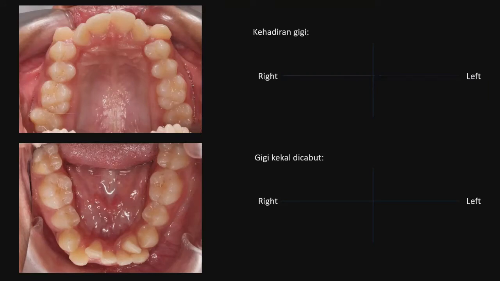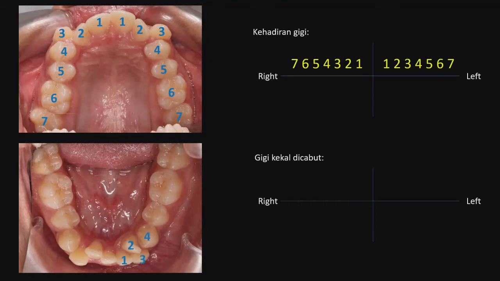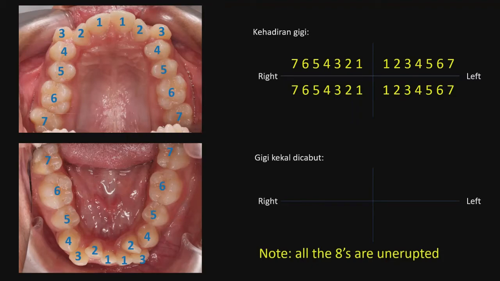Let's start by counting the teeth present. Quadrant 1: 1, 2, 3, 4, 5, 6 and 7. Move on to quadrant 2: 1, 2, 3, 4, 5, 6 and 7. Moving on to quadrant 3: 1, 2, 3, 4, 5, 6 and 7. Now finally quadrant 4: 1, 2, 3, 4, 5, 6 and 7. Note that all the 8s are unerupted.